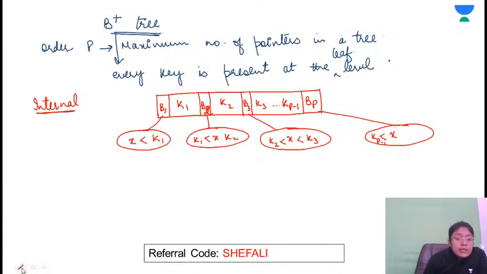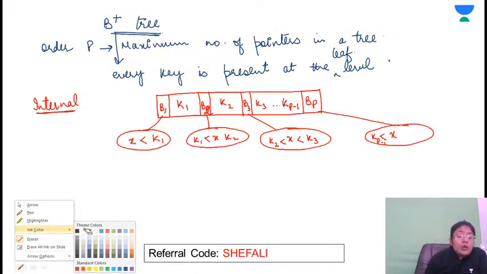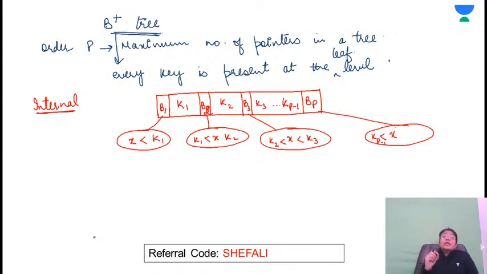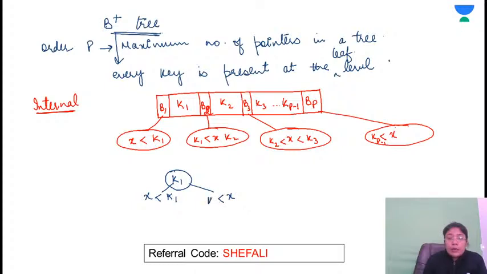Correct? But there is a small difference here. Whenever you are going for node splitting, first of all, that key should be maintained at the leaf level. So this means that if a key has gone up one level, then this value should be maintained at the leaf level. If K1 is at the root, its value should be maintained at the leaf level, with X greater than or equal to K1. In other cases, where we maintain this value, in the left side or in the right side, both are valid.